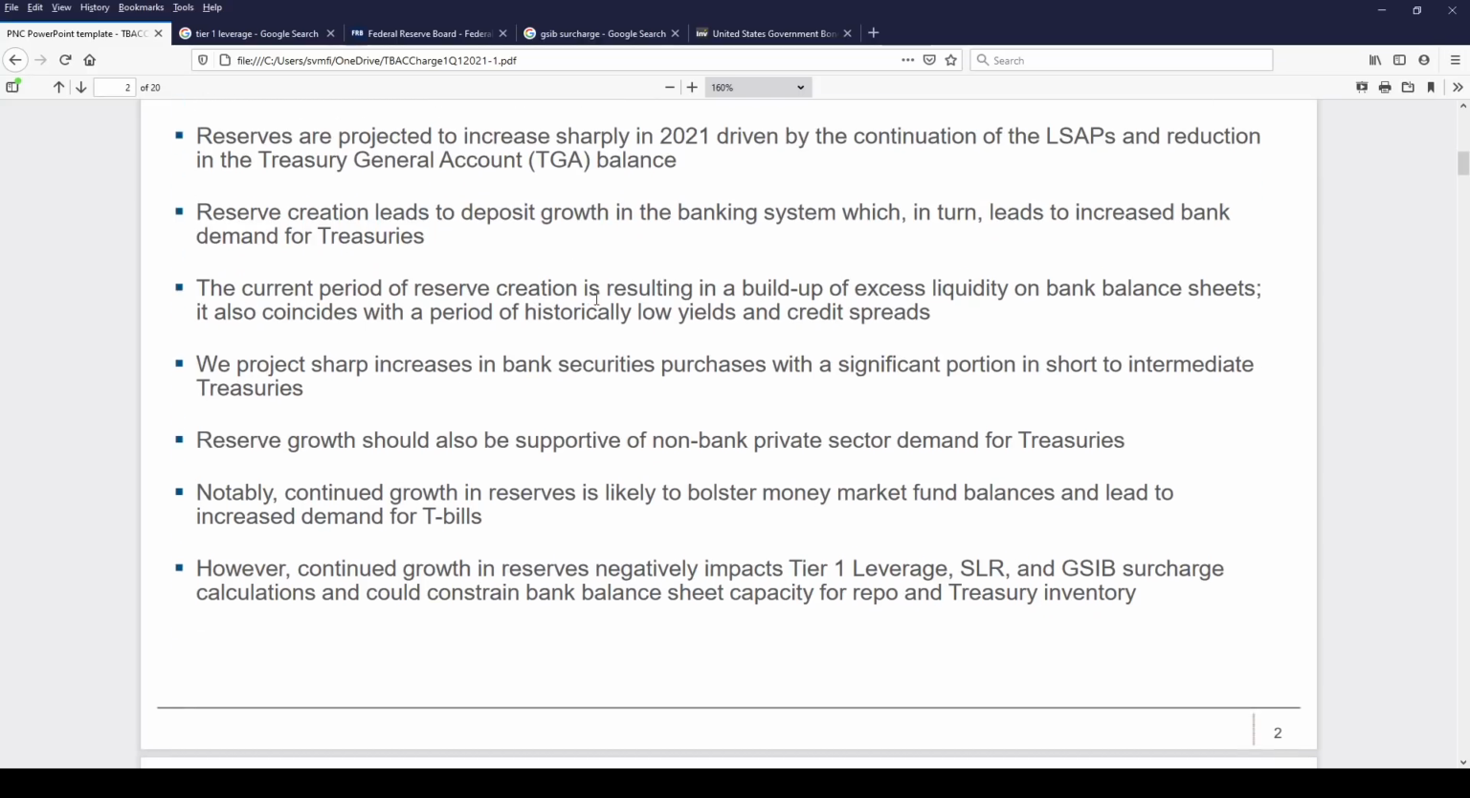The current period of reserve creation is resulting in a buildup of excess liquidity. Now, you never hear this about the banking system, but here it's coming directly from the U.S. Treasury that there's too much liquidity on bank balance sheets. It also coincides with a period of historically low yields, so low Treasury yields, and low credit spreads. Now, isn't that interesting? The opposite of what everyone thinks should be happening.